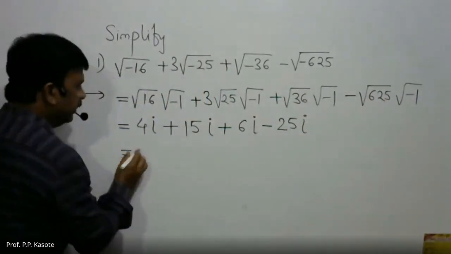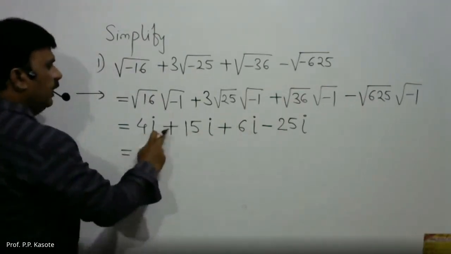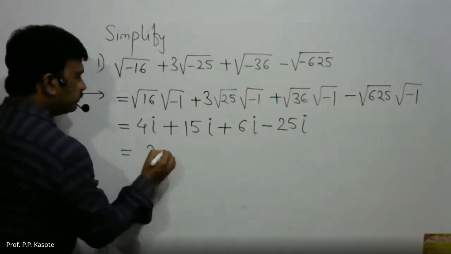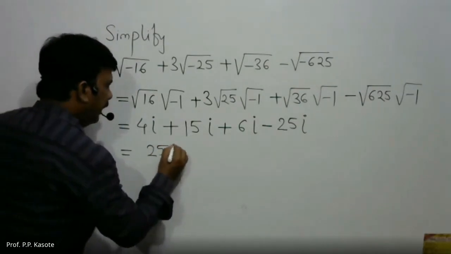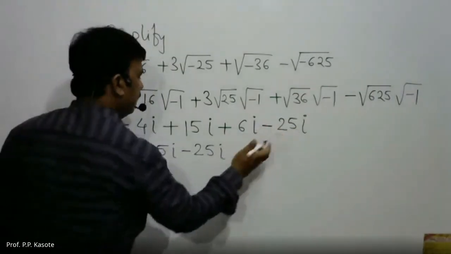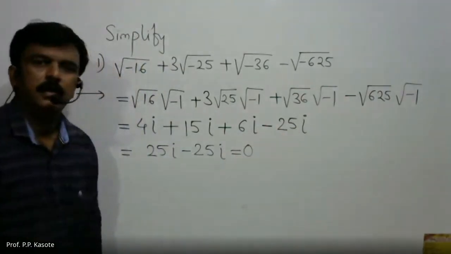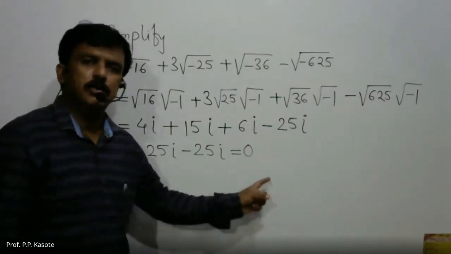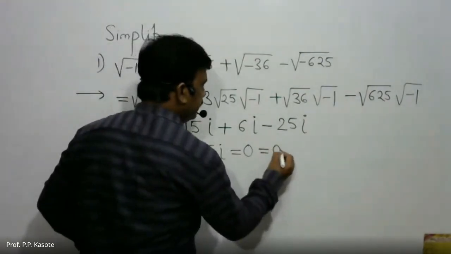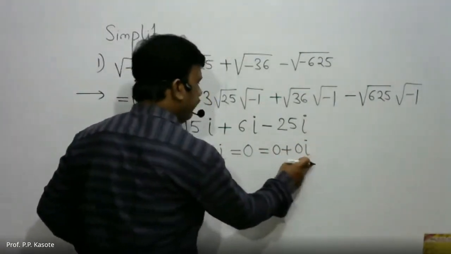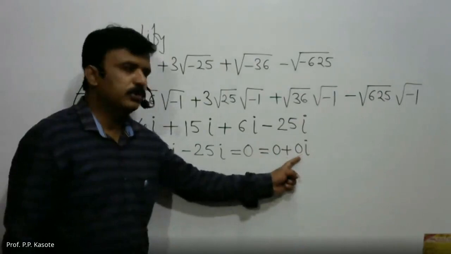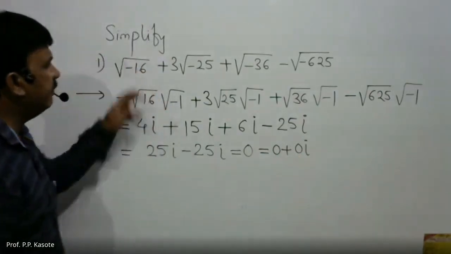Now you can observe that 3 of them are positive. So 4i plus 15i plus 6i. The addition of these three is 25i. 25i minus 25i, which is nothing but 0. But let us try to write this 0 as a complex number. We can write this 0 as 0 plus 0i. Now it looks like a complex number where real part is 0 and imaginary part is also 0. Okay, this is how we can simplify the given term.